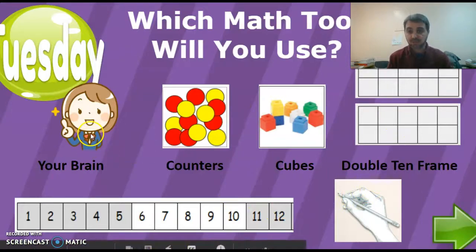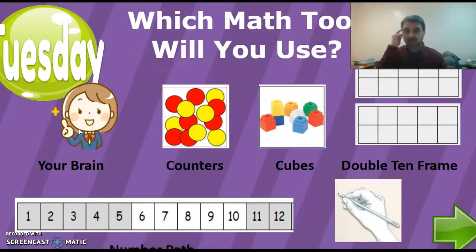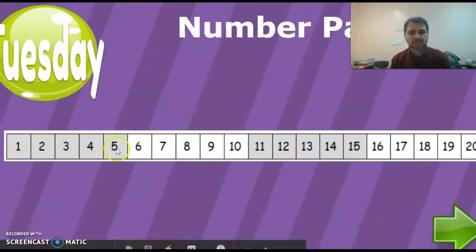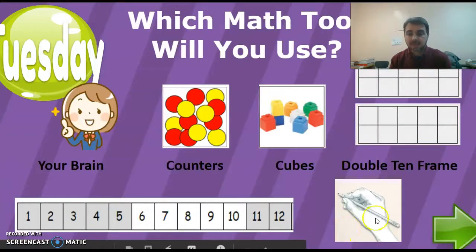You can use your brain. Okay, some of you might be able to just do it in your head. All right. You have counters that you can use. Right. You have cubes, number cubes that you can use. You have double 10 frames that you can use. And you have a number path. I wasn't sure if you had one at home, so I included one on the next slide, okay? And you can draw things on the piece of paper. So let's take a look at what this might look like, okay?